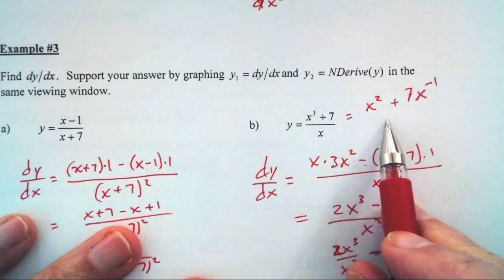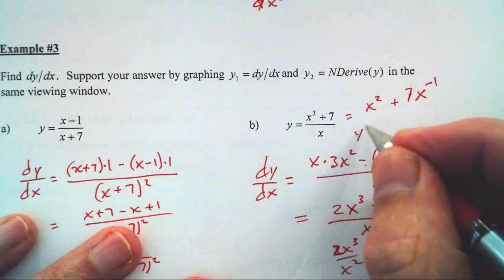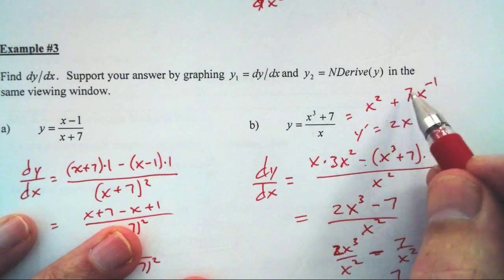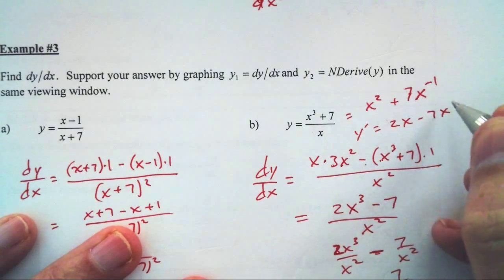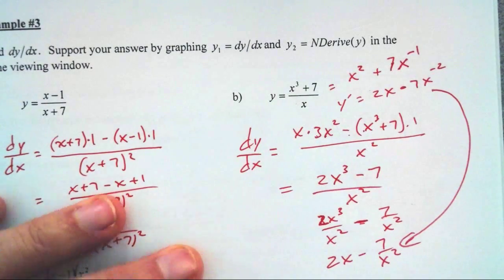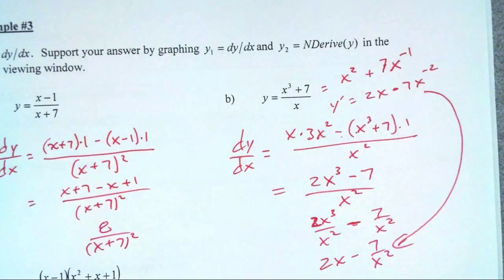Let's power rule this guy. This guy's derivative would be 2x, bring the negative 1 out in front, minus 7x to the negative second. Is that okay? Same thing.